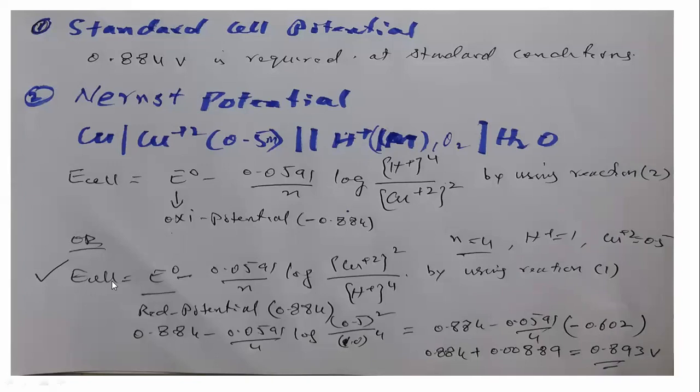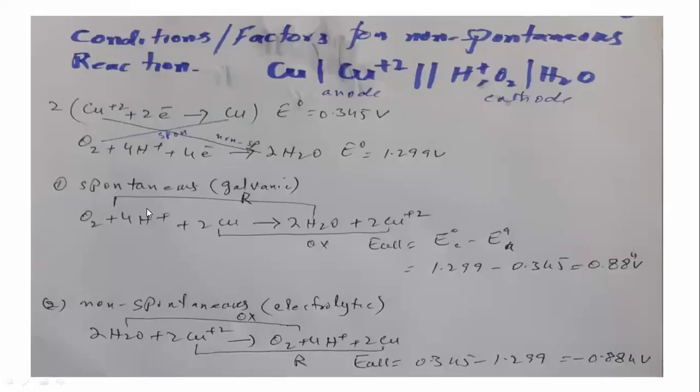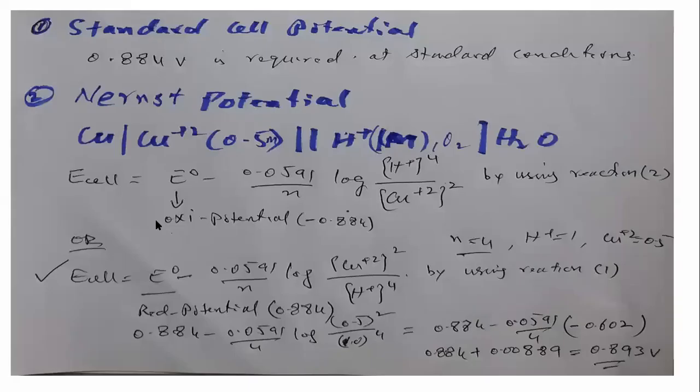So the second, I am using reaction one. Reaction one is here. This is the spontaneous reaction, and this is the galvanic cell. Here this is the product, and this is the reactant. Again, now this is the product, this is the reactant. This will be just the reverse. When this is reversed, this is the reduction potential, and it must have a positive sign. So when you put all these values, I have already written over here 0.884.